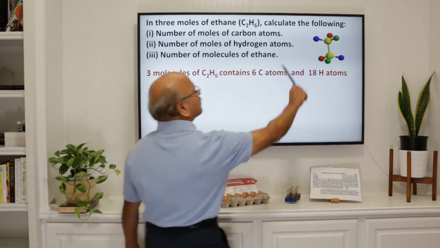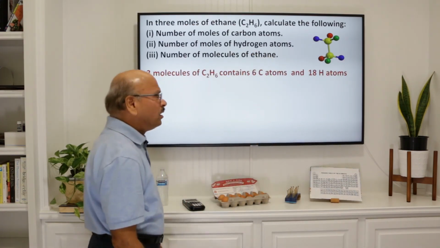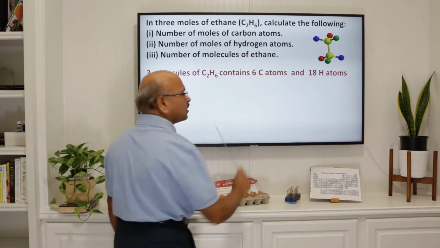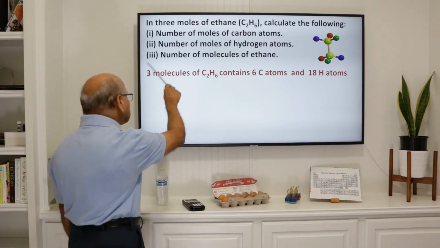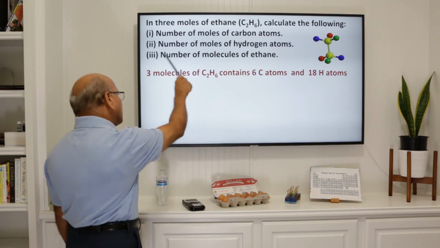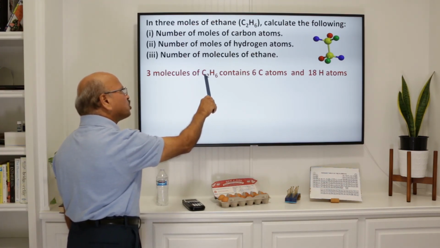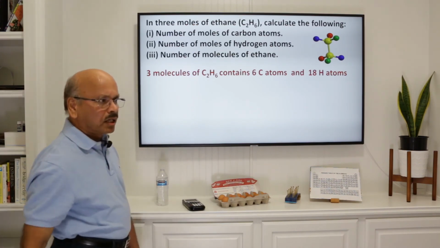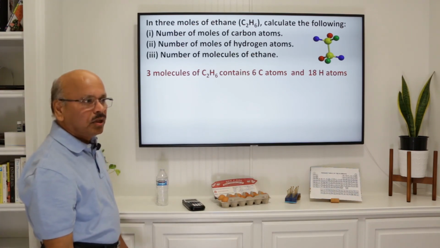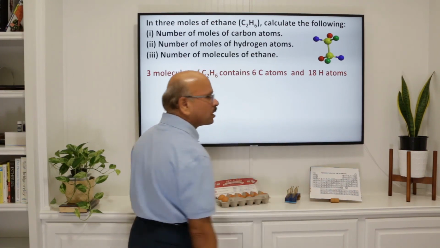We know this molecule, if you look at the molecule C2H6, one molecule has what? 2 carbon atoms and 6 hydrogen atoms. So if you take 3 molecules, we are not talking about the moles, let's talk about the molecules first. If you take 3 molecules, then what? You have to multiply carbon atoms 2 with the 3, that gives you 6 carbon atoms. Hydrogen atoms 6 with 3 is going to be 18 hydrogen atoms. So 3 molecules of ethane contain 6 carbon atoms and 18 hydrogen atoms.